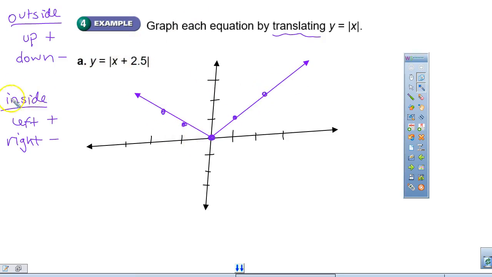So that 2.5 is inside. And since it's positive 2.5, naturally, if you look at a number line, positives go to the right, right? But the absolute value symbols make you do the opposite of what you want to do. So we're actually going to go to the left 2.5 spaces. So I'm taking my vertex and I'm moving it to the left 2.5. And then I still need to go up 1 over 1, up 1 over 1, up 1 over 1, up 1 over 1.